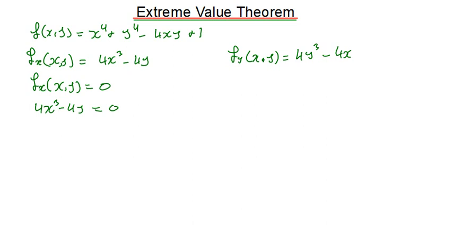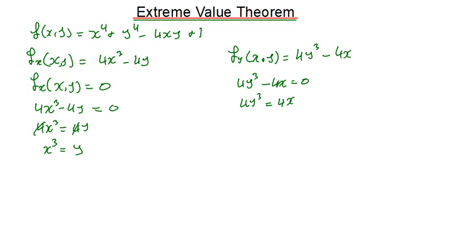I do the same for this side, so 4y^3 - 4x = 0. So 4x^3 = 4y, and the 4 cancels, so I have x^3 = y. What about this part? 4y^3 = 4x, the 4 cancels, so we have y^3 = x.